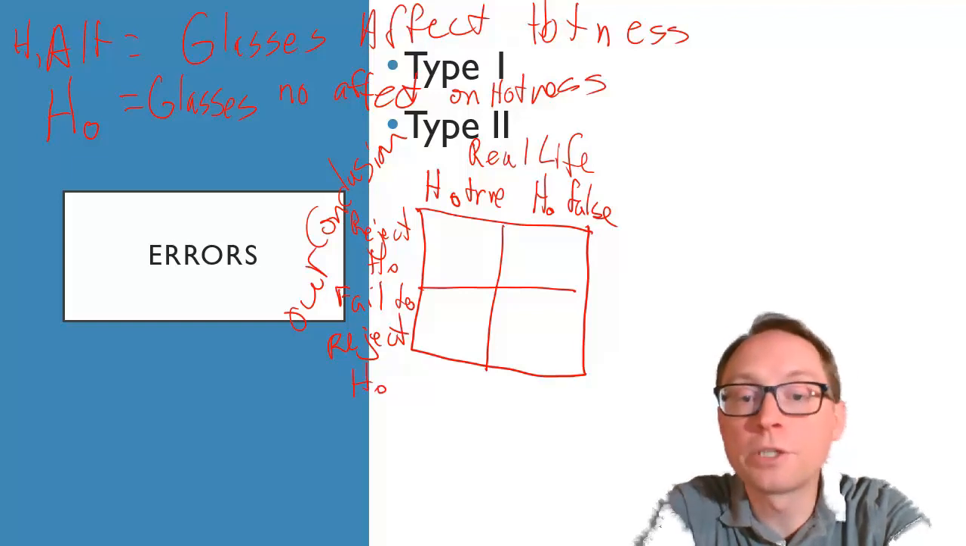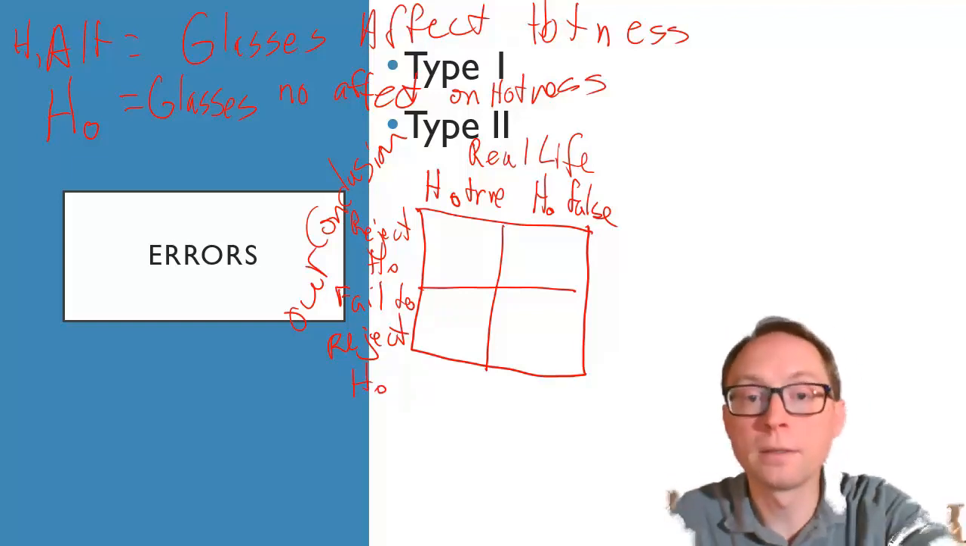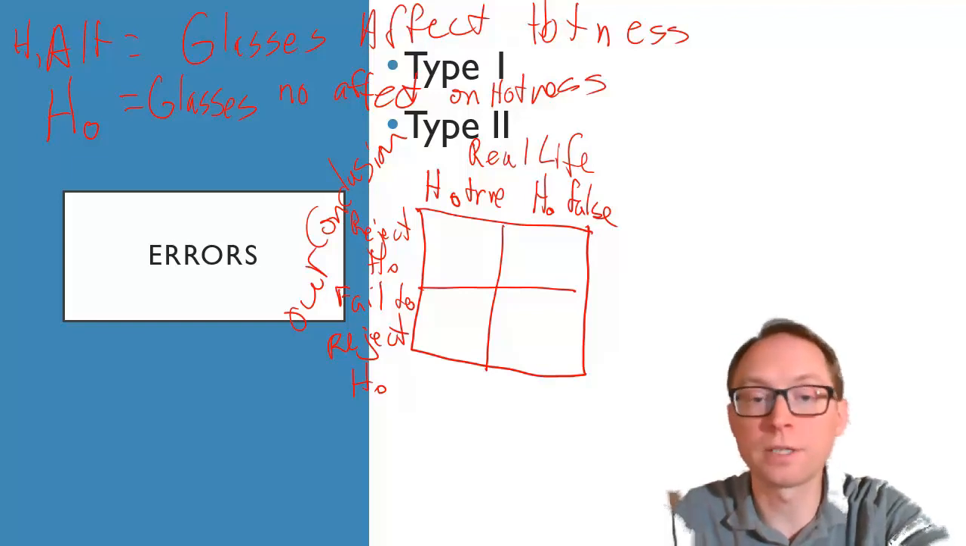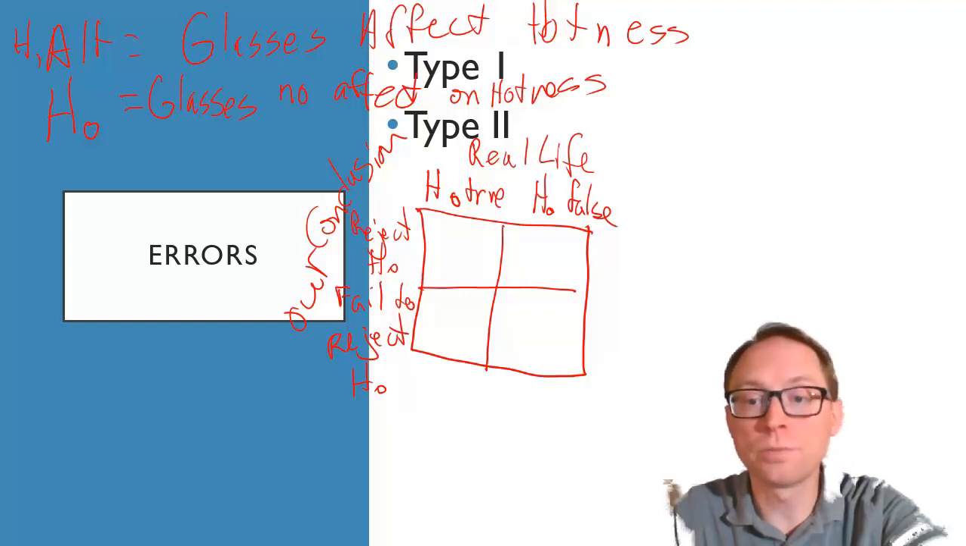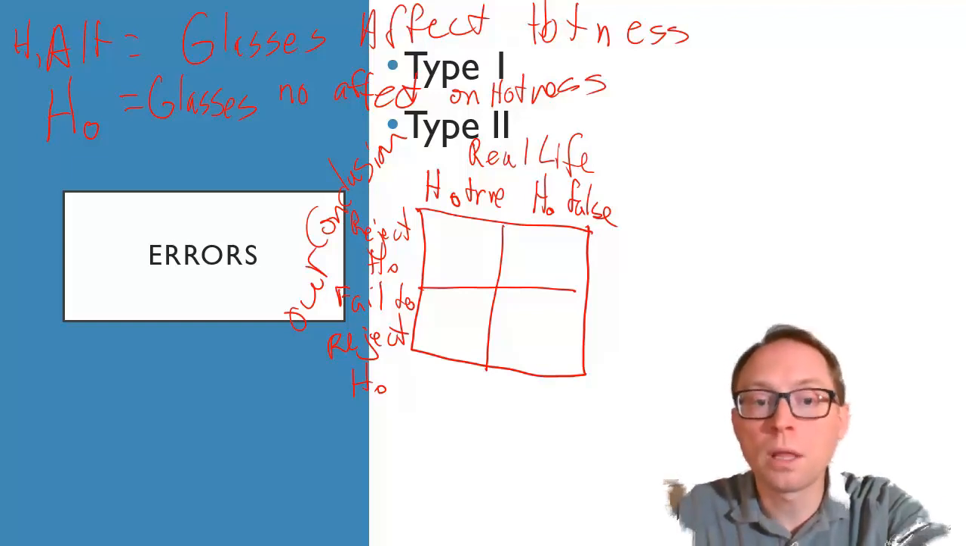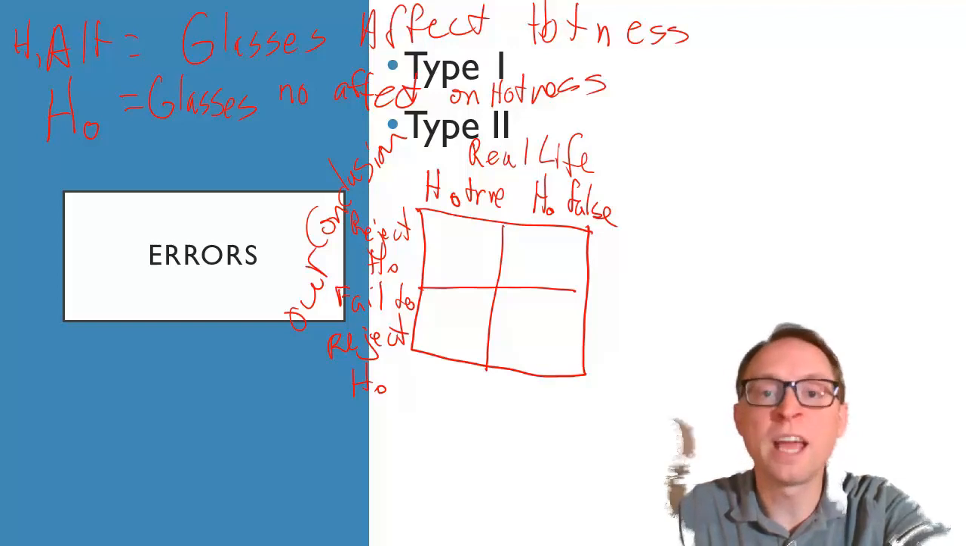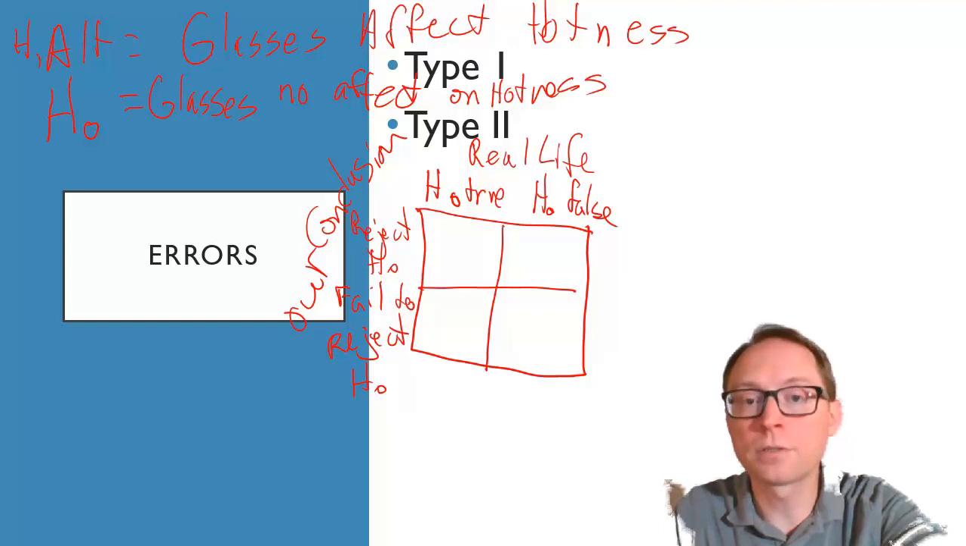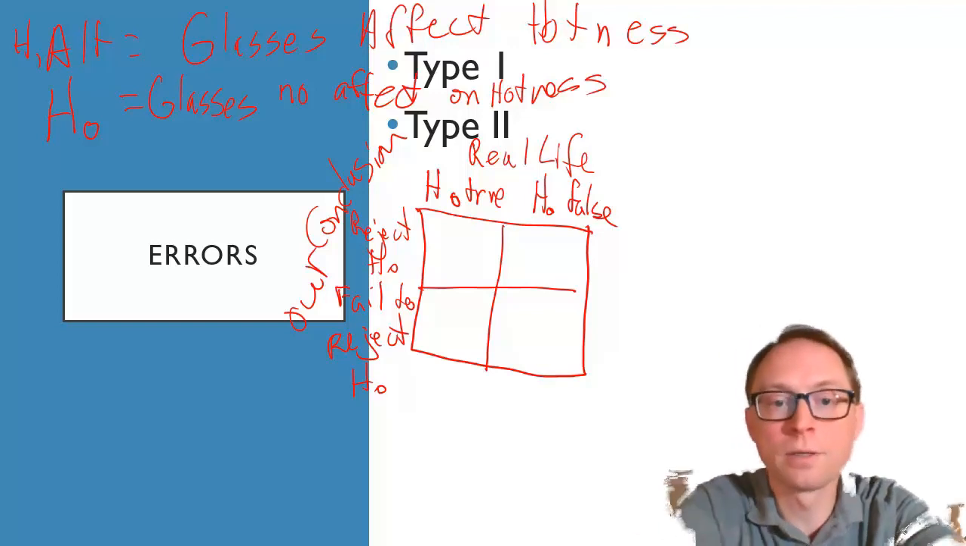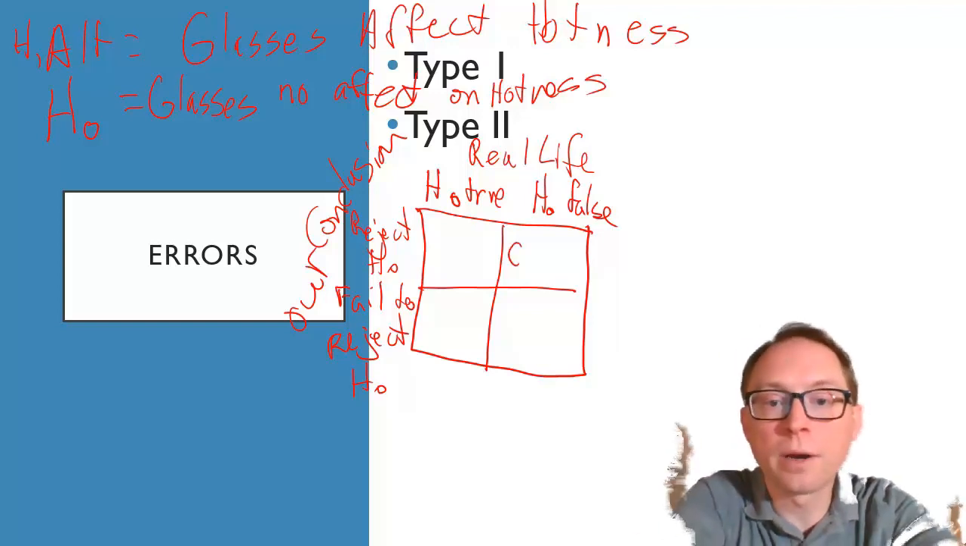Remember, failing to reject the null is coming to the conclusion that glasses doesn't have any effect on hotness. In real life, it's either true or it's false. But then you're going to come to your conclusion. You're going to say it's either true, we're going to reject the null, or we're going to fail to reject the null. So if you reject the null, that means, hey, I conclude that glasses affects your hotness. And if the null is false, that means glasses affects your hotness, then you're correct. This is up here.